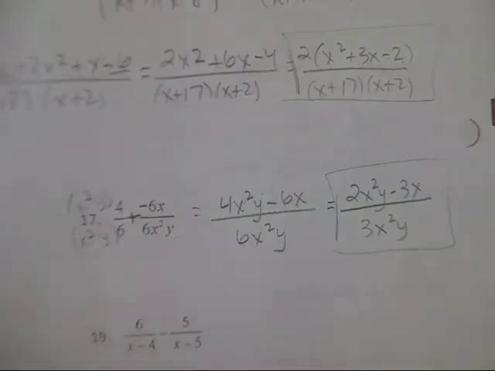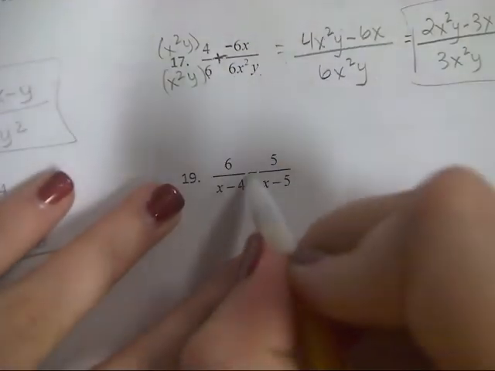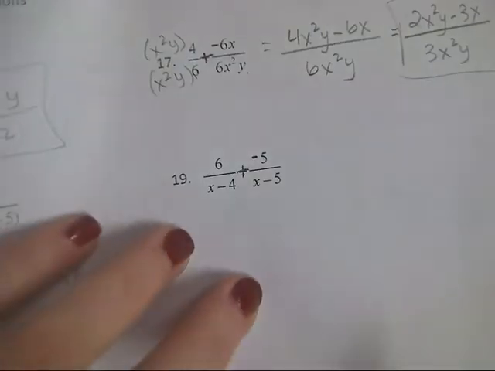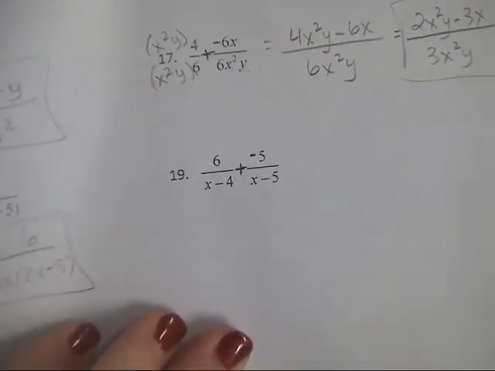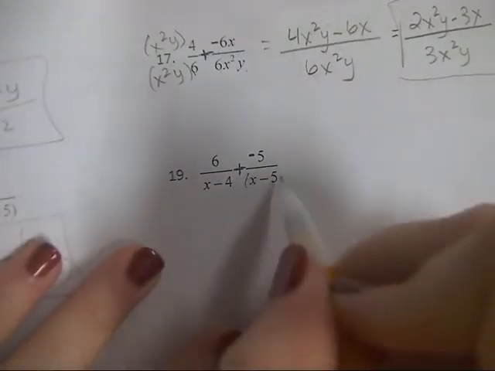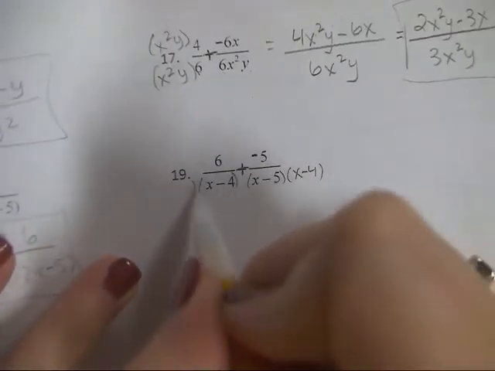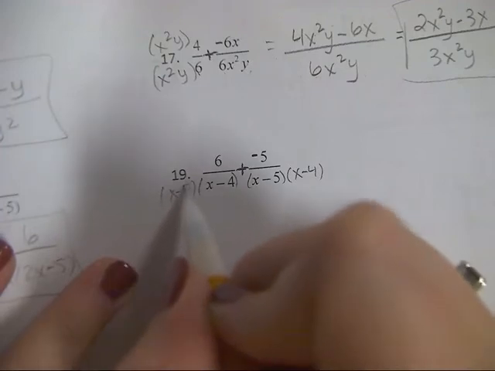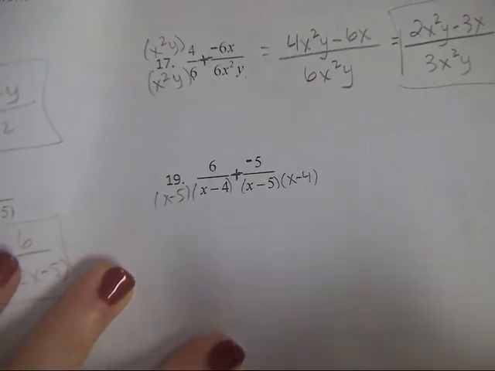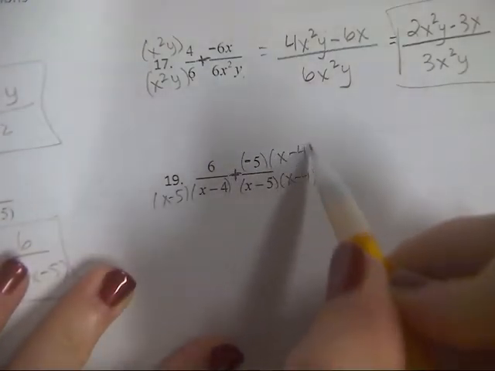All right. Let's go to 19. First things first, distribute that negative. Now I see that I have two denominators that have nothing in common. So in order to make them the same, I'm actually going to multiply each side by the other denominator. So see how now they're both x minus 5 and x minus 4? That's what I need. So since I did that to the denominators, I have to also do it to the numerators.